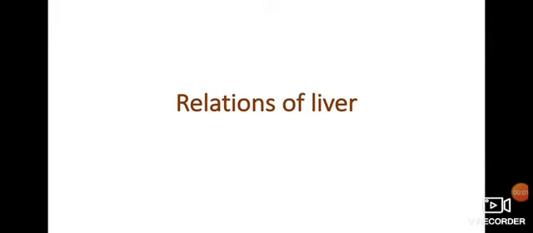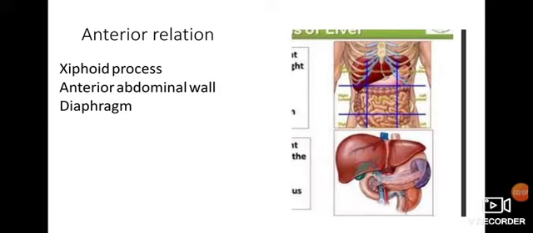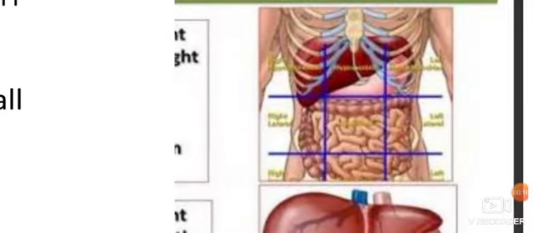Here we will see the relations of the liver. In the anterior relation, you can see the picture clearly. The liver is anteriorly covered by the xiphoid process, the costal cartilages and the rib. Then obviously the anterior abdominal wall is also covering the liver anteriorly.